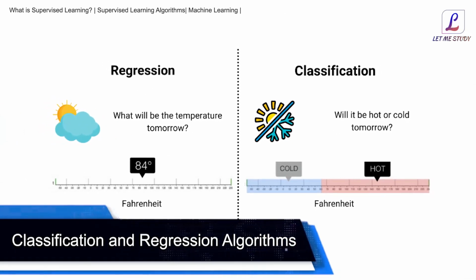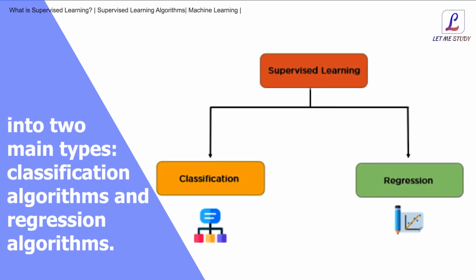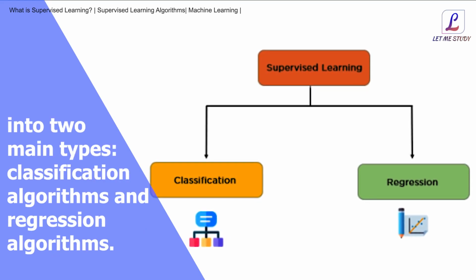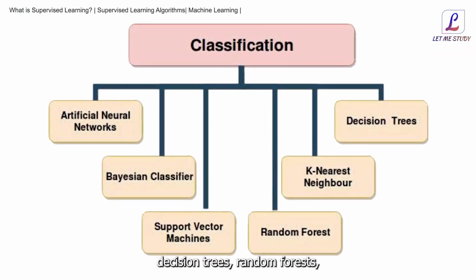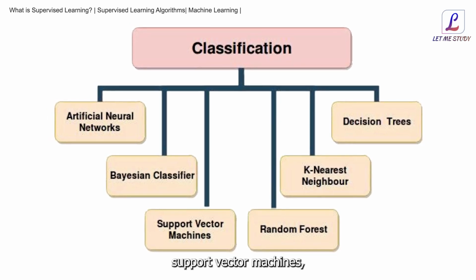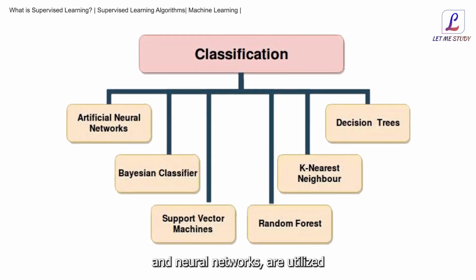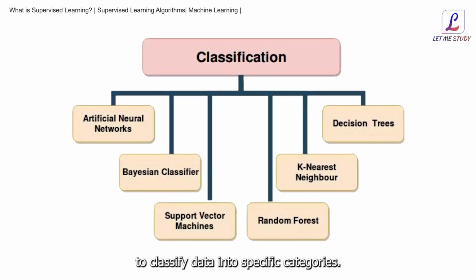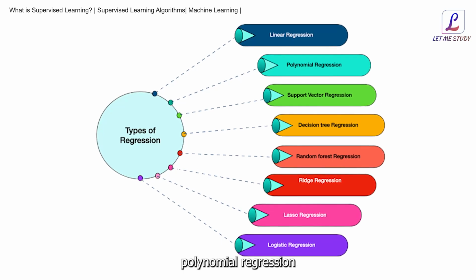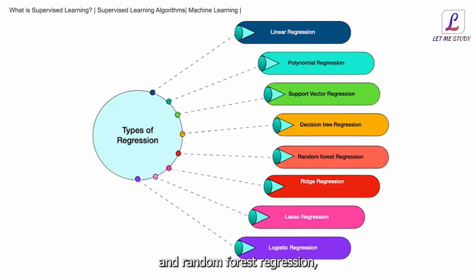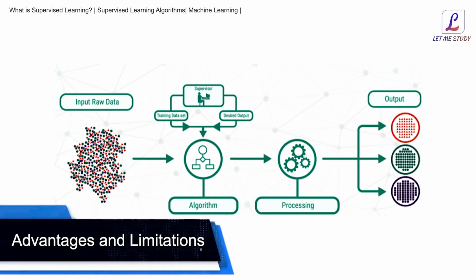Classification and regression algorithms. Supervised machine learning algorithms can be broadly categorized into two main types: classification algorithms and regression algorithms. Classification algorithms, such as logistic regression, decision trees, random forests, support vector machines, k-nearest neighbors, naive Bayes, and neural networks, are utilized to classify data into specific categories. On the other hand, regression algorithms, including linear regression, polynomial regression, support vector regression, and random forest regression, are employed to predict continuous values.